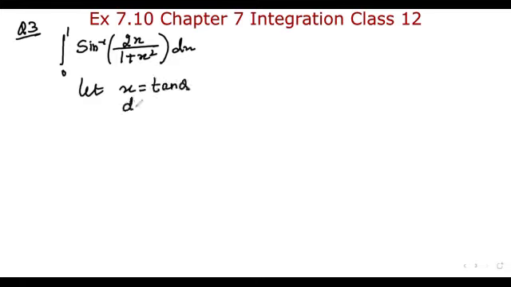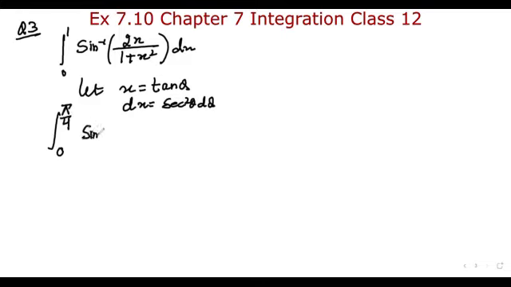So dx, if I substitute, dx will be sec square theta d theta. Now, if I put x as 0, tan 0 is 0. If I put x as 1, it will be 45 degrees, which means pi by 4. The limit is changed now.